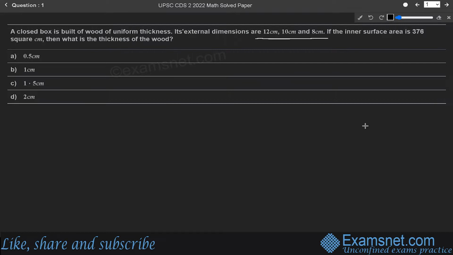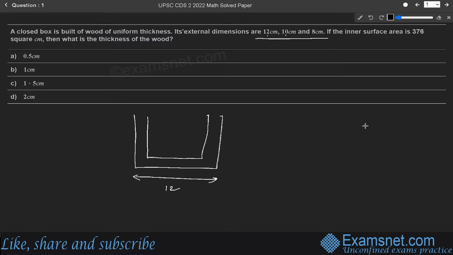External dimensions are 12, 10 and 8. So if we have to find the internal dimensions, we have to subtract 1 from 12, 10 and 8, or we can say we have to subtract the internal dimensions from the given dimensions. According to this question, it is a closed box. So let this be the closed box and let this be another box. You can see that external dimensions are 12, 10 and 8. So let this be 10 and let this be 8.